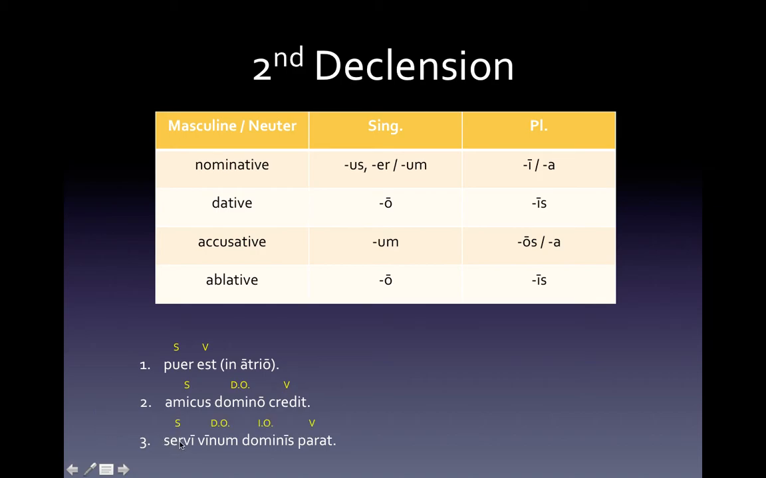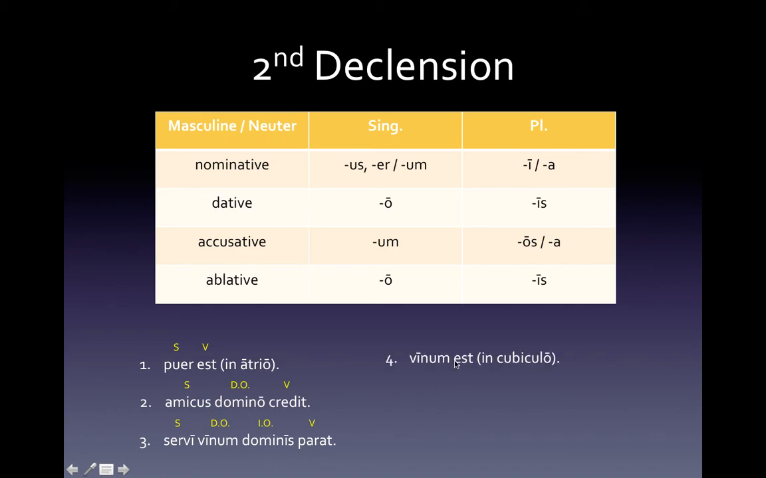Servi vinum dominis parat. Servi, it ends in an accented i, so this is up here, it's our nominative plural. The slaves, ooh, I have a typo in here, this should be parant. So the slaves prepare wine, this is our direct object because it's accusative, for the masters. This is dative plural. So again, the slaves prepare wine for the masters.